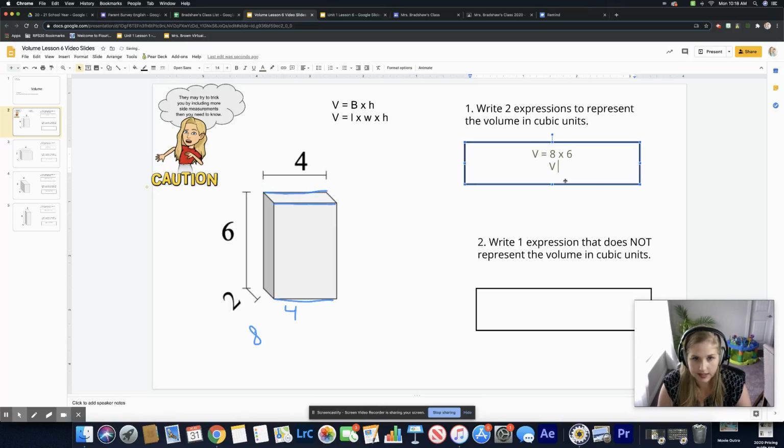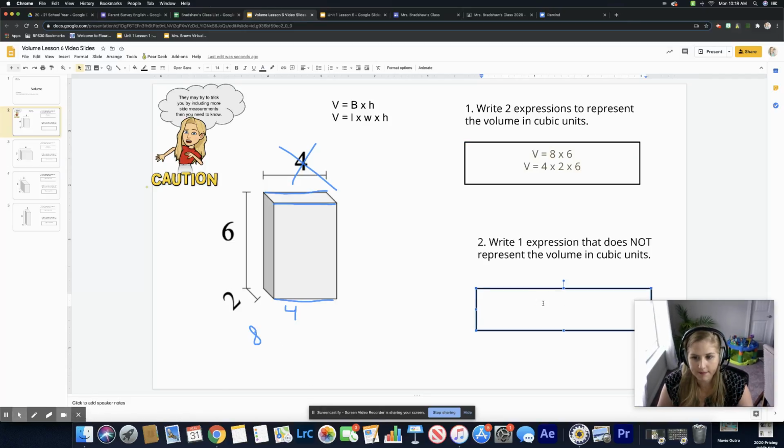Another way I can write this is using our other equation, length times width times height, and say volume equals 4 times 2 times 6. So those are the two different ways to write it. But what you need to be careful on your assignment today is they're going to give you 4 numbers like I have here, 4, 2, 6, 4. So they may try to trick you by including that extra side measurement. And really, you don't need this measurement here if we have it down here, because this 4 is just saying that this is 4, this is 4, this is 4. So it's really just an extra measurement to tell you the same thing.